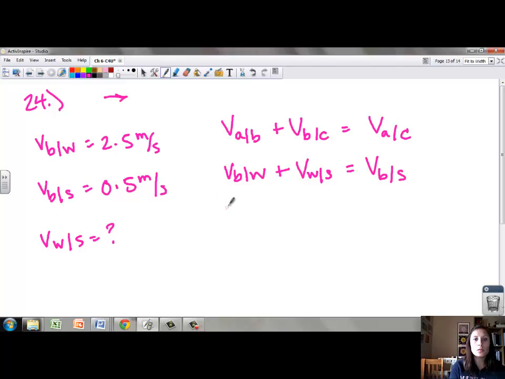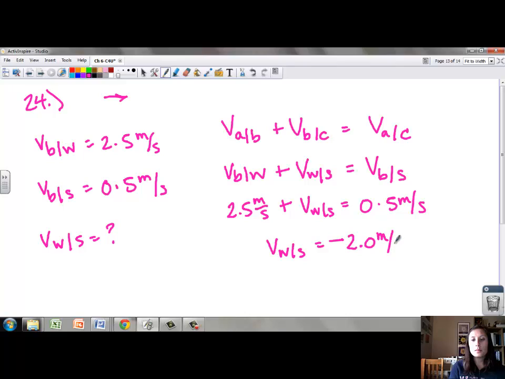Okay, so velocity of boat to the water is our 2.5 meters per second, plus velocity of water to the shore, that's what we're solving for, and that's equal to velocity of boat to the shore, which is 0.5 meters per second. So velocity of the water to the shore is going to equal, we'll subtract this to the other side. So that's going to give us negative 2 meters per second. And so the next part of the question was, is it moving with or against the boat? Since this is negative and the velocity of the boat to the shore and water is both positive, then I would say that this means that it's moving against. And that makes sense because the boat to the shore was smaller, meaning it's rowing against a current.